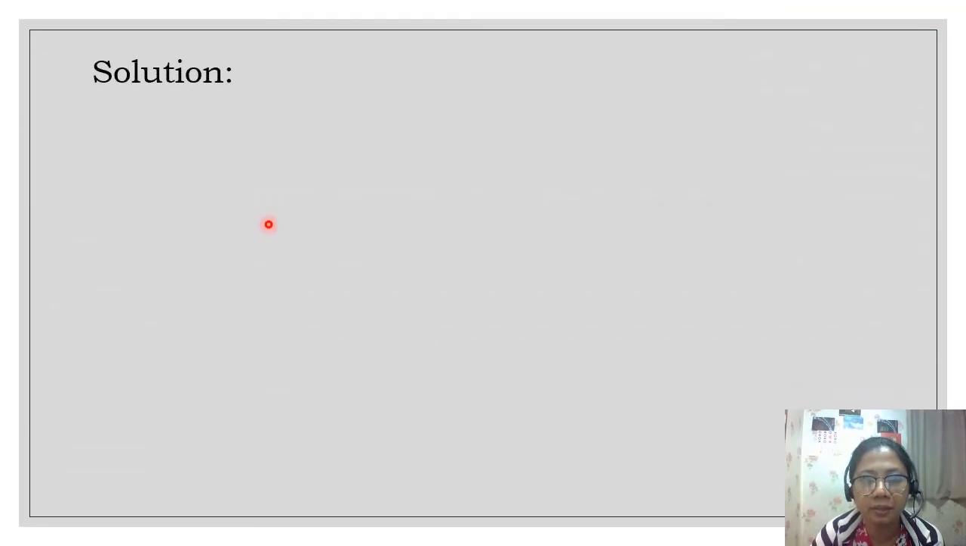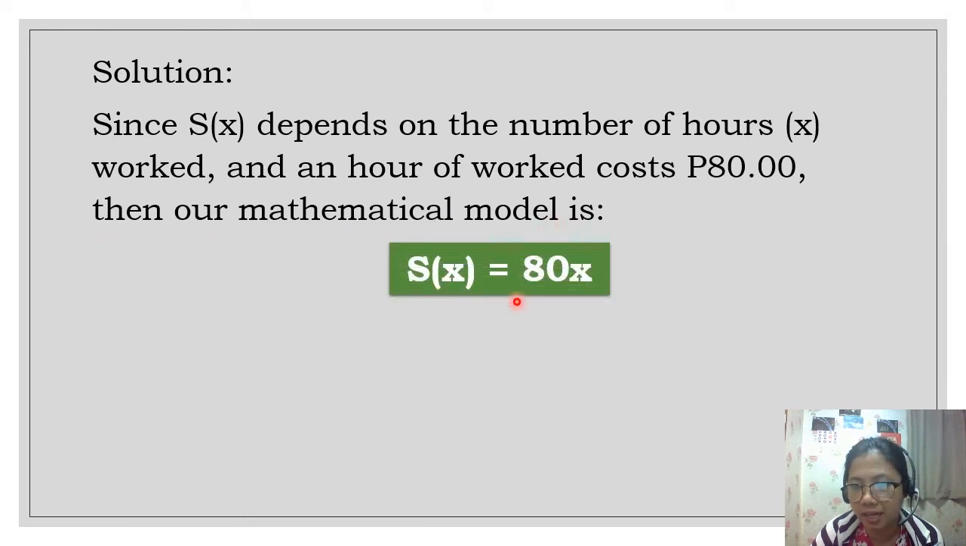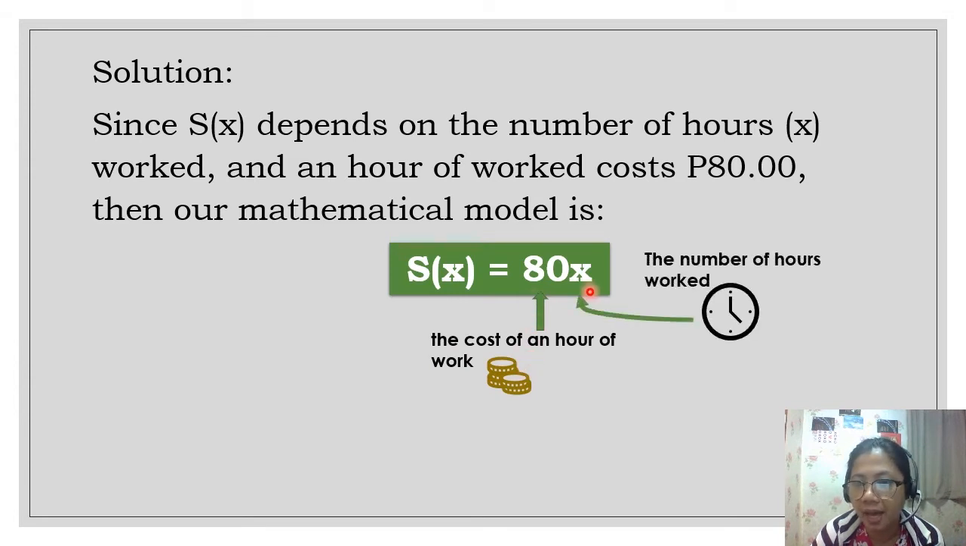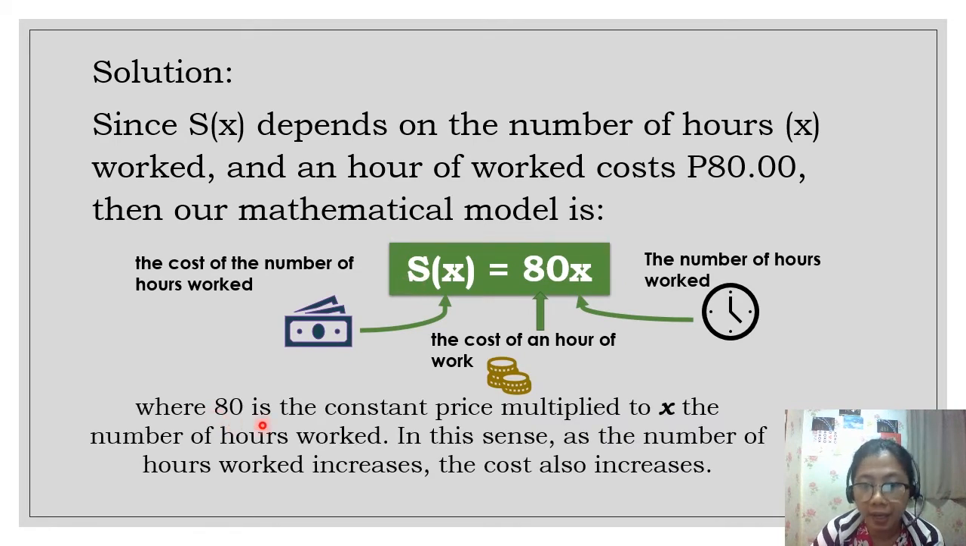For the solution, since S of x depends on the number of hours worked and an hour of work costs 80 pesos, then our mathematical model is S of x equals 80x. 80 is the cost of an hour of work. X, that's the number of hours worked. S of x, that is the cost of the number of hours worked. Where 80 is the constant price multiplied to x, the number of hours worked. In this sense, as the number of hours worked increases, the cost also increases.